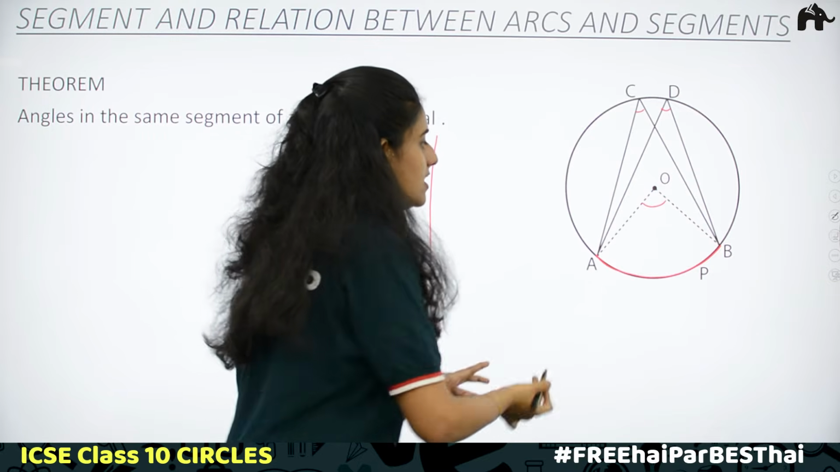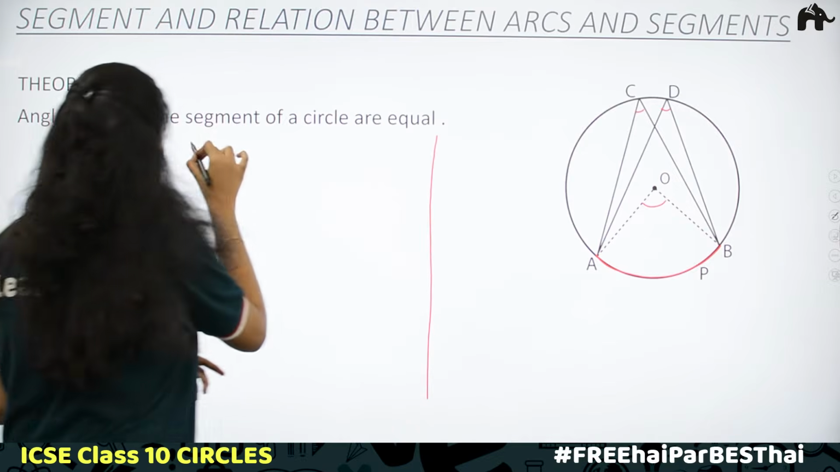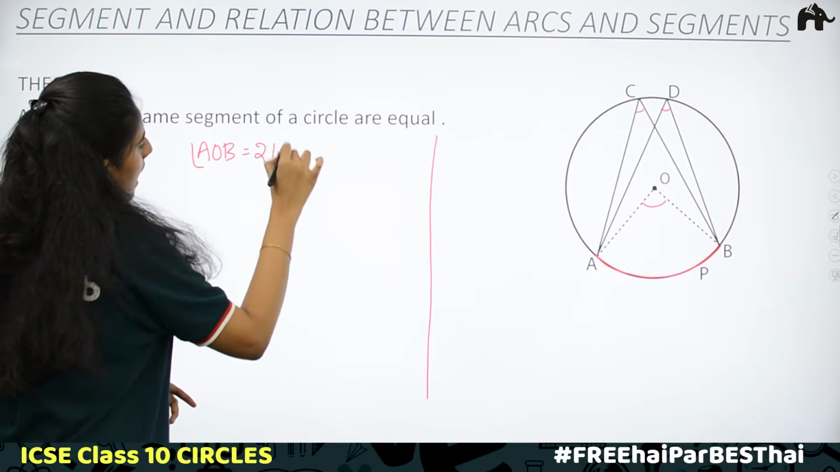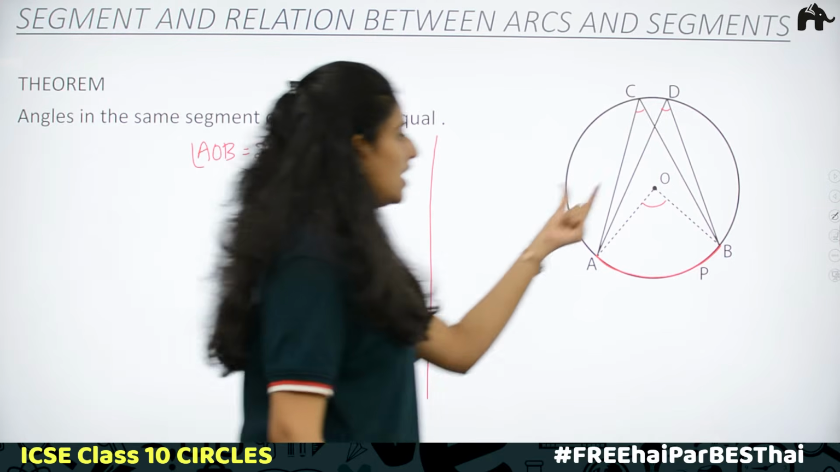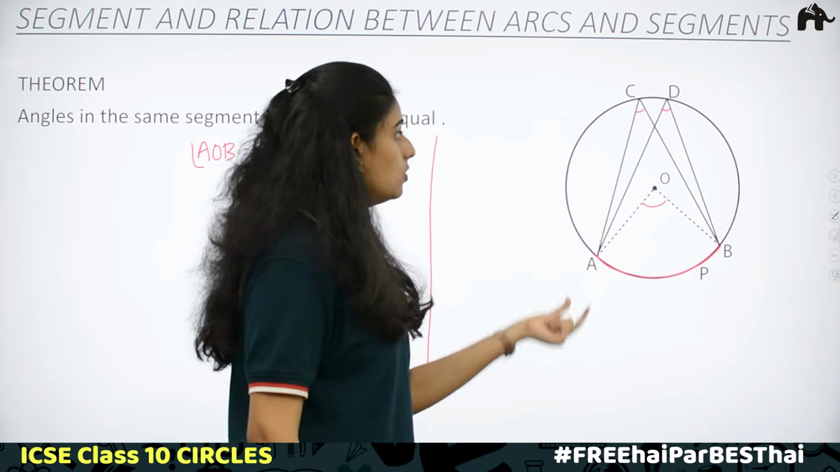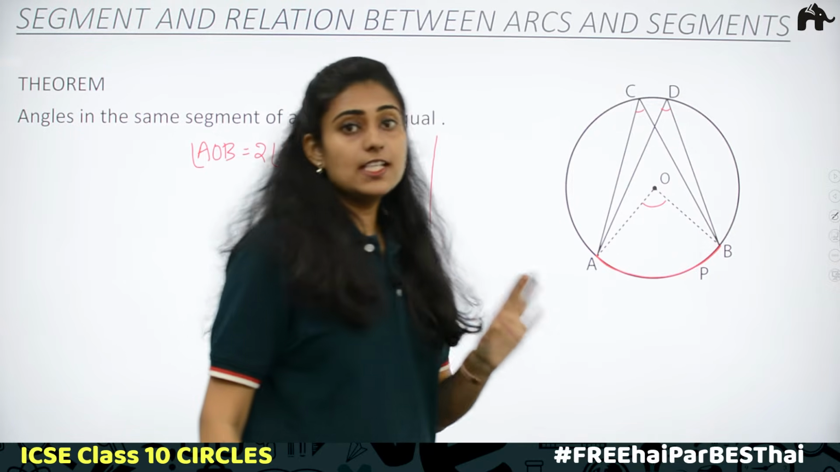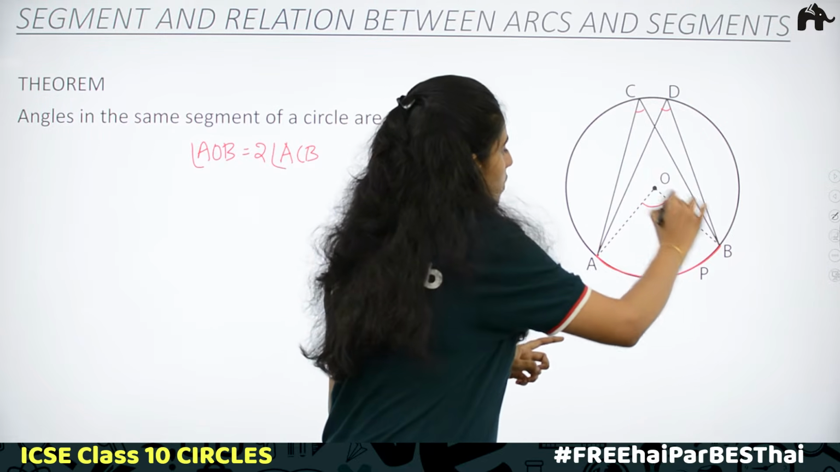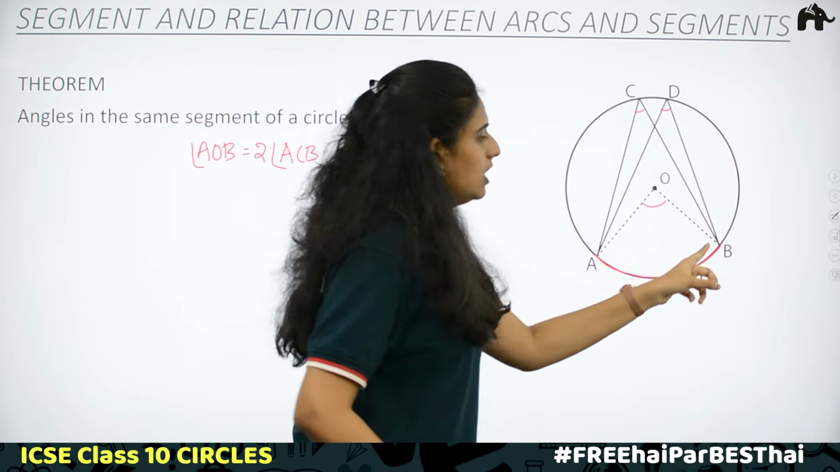Yes, in the previous theorem, we have studied the relation between AOB and ACB. We have angle AOB equal to 2 times angle ACB. What is the reason? Angle subtended at the center by an arc will be equal to twice the angle subtended at a point on the circumference of the circle. Now, if AOB is equal to 2 times ACB, what about this ADB?